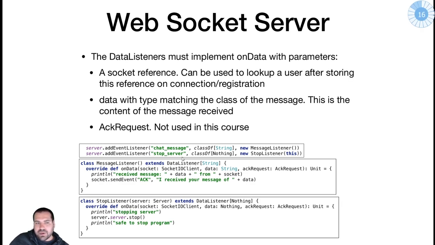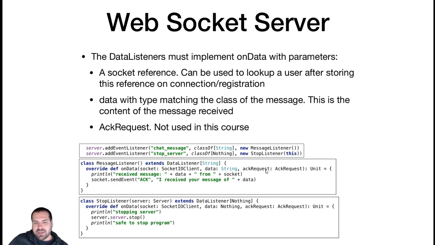And the ACK request is something we're just not using. So we're not going to use that in this request, in this class. This would be if the client wants an acknowledgement that you did receive the message. You would use the ACK request for that. Some we're not going to use. It's a feature of the library that's there. For our purposes, we're just not using it. It's not necessary for this.